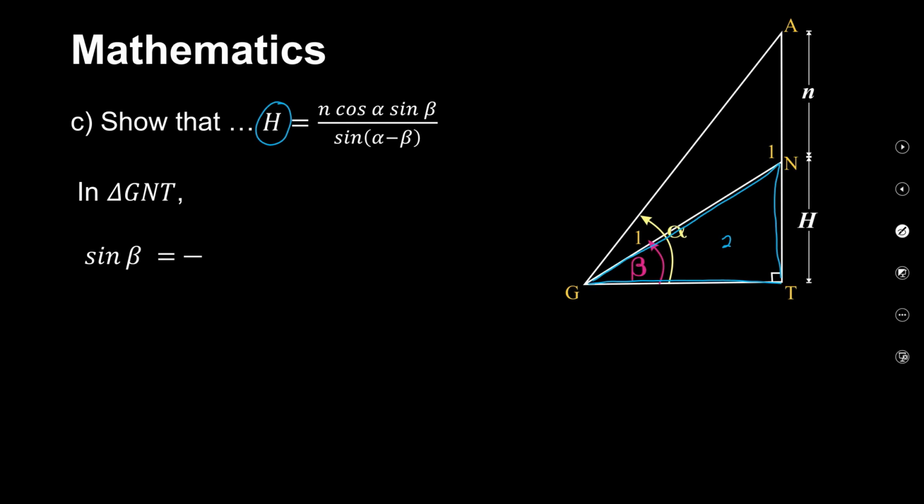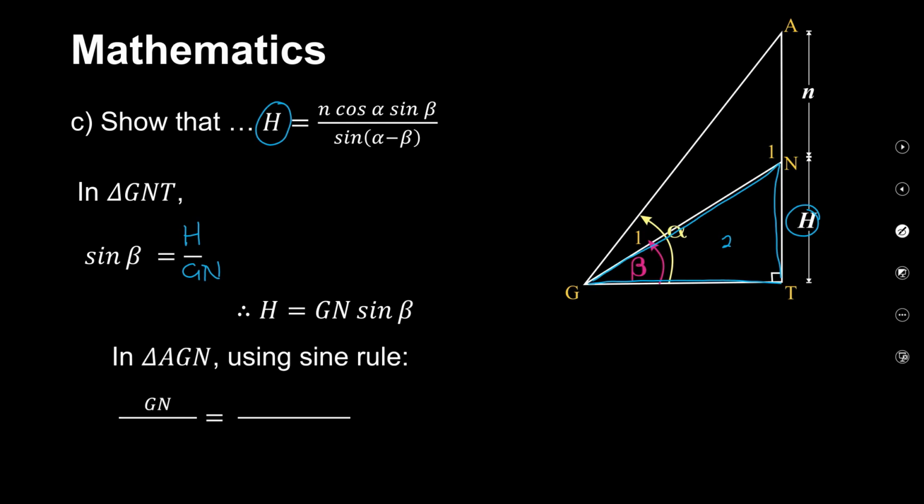We can try and find an expression for sine of beta, and sine of beta will be opposite over hypotenuse. So it's going to be H, and the hypotenuse in that case was Gn. Now, we're going to rearrange that. So we make H the subject of the formula, just multiply throughout by Gn. So we're going to get H is equal to Gn times sine of beta.